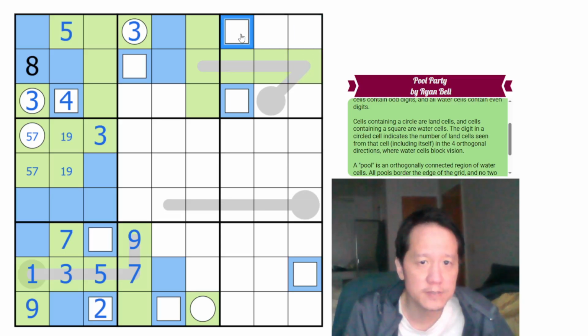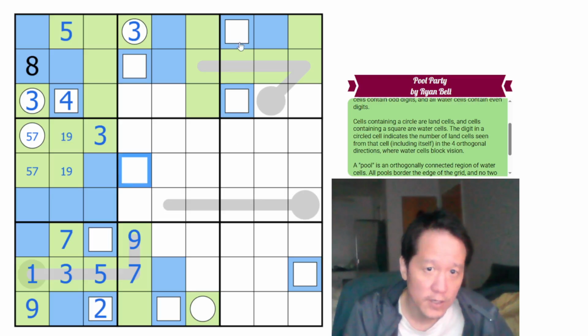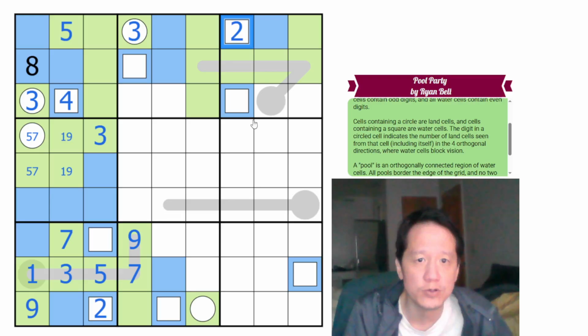And this pool has to be at least 2 because it's an even digit. So it has to be 2, and we have 4 water cells in row 1. Therefore, that makes this a land cell. So this is a size 2 pool.